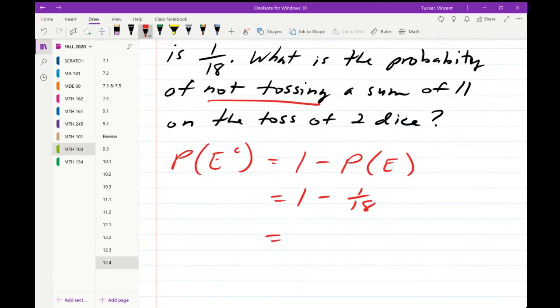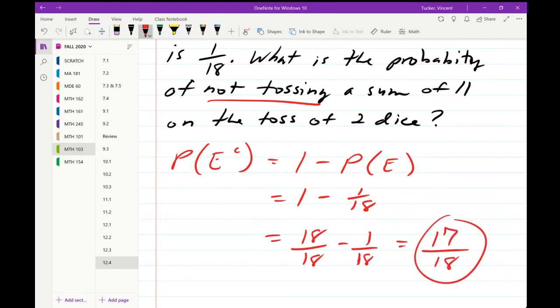All right, if you're going to do the work by hand, 1 needs to be converted to a fraction with a denominator of 18 in order to be able to subtract this fraction from it. So 1 just turns to 18 over 18. And 18 minus 1 is 17. 17 out of 18. So whatever that denominator is, that 1 would turn into that over itself. That's still 1. So if that was 1 over 3, then that 1 would have turned into 3 over 3.